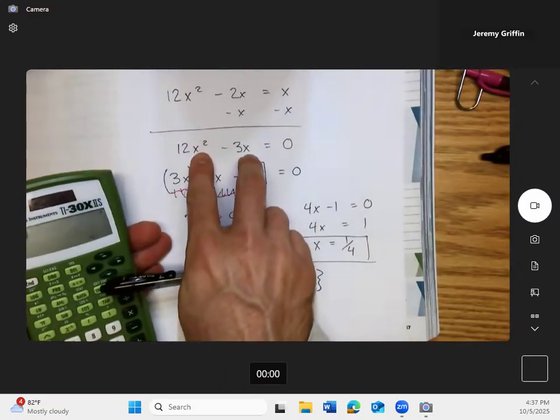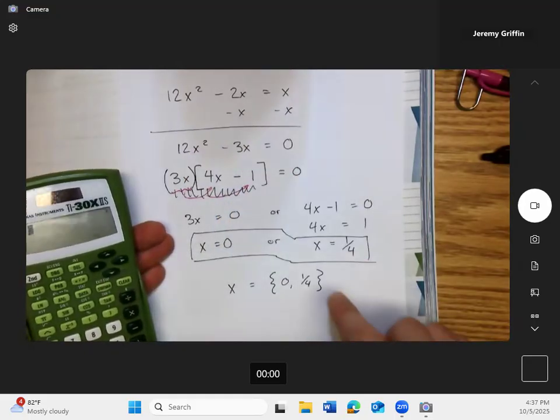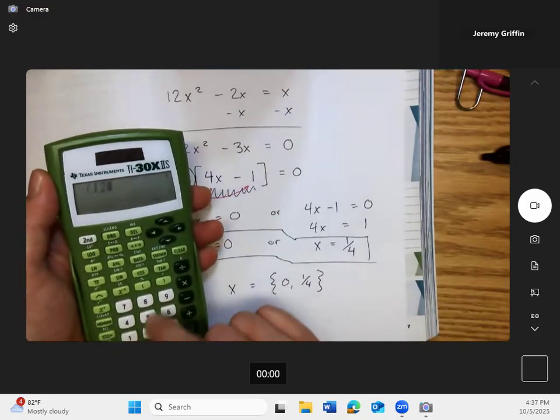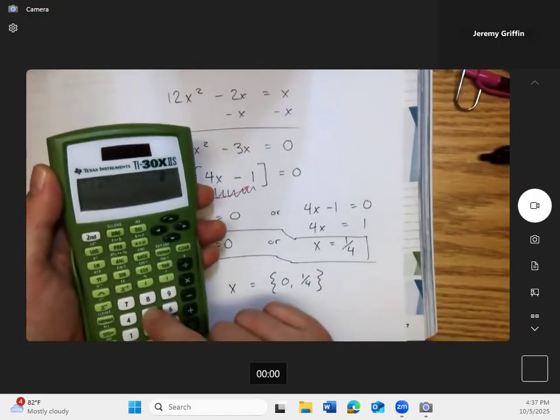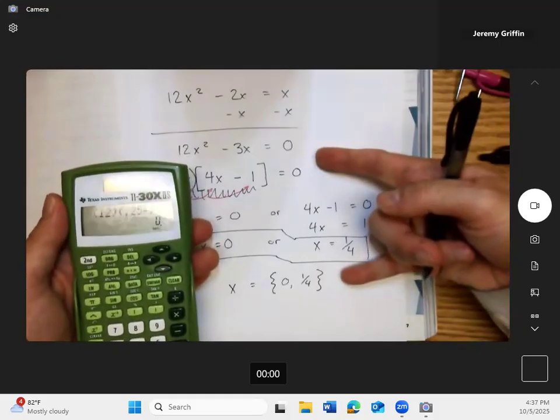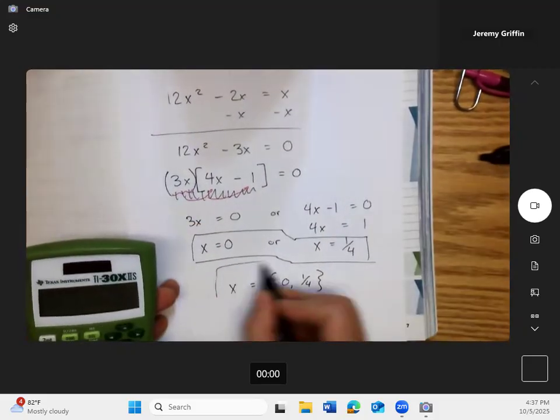Now, if I plug in 0, 0 minus 0, obviously that'll zero out. How about 1/4? So how about 12 times 1/4 squared minus 3 times 1/4? Yeah, that also zeroes out. Yeah, totally works. Right, so, yep, totally works right there.